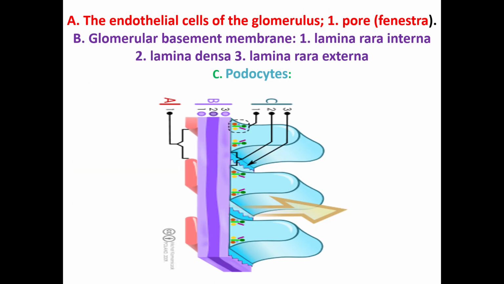Now another diagram regarding the basement membrane, the endothelial cells and the podocytes. You can well understand, this is the endothelial cells, the reddish one, and here is the light blue, light purple, dark purple. This is your basement membrane, and then you have the podocyte, then you have slit membranes between these two. So all of this is concerned with your basement membrane.